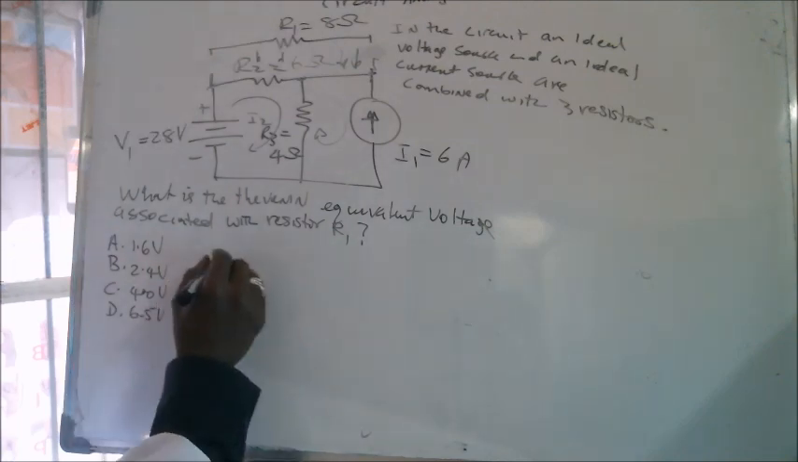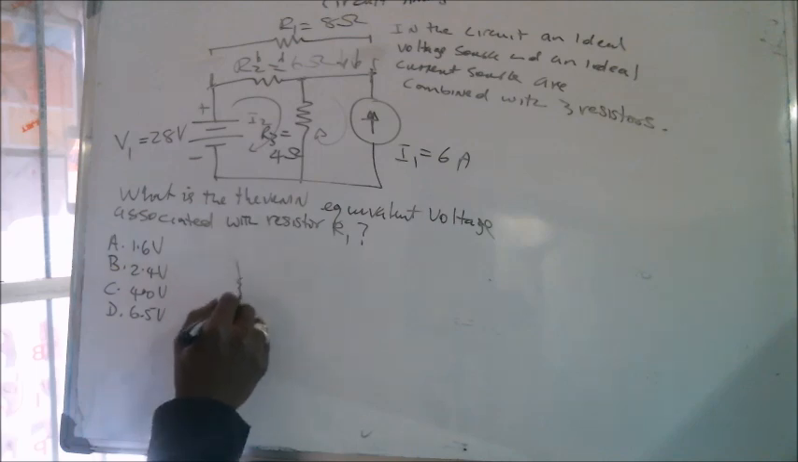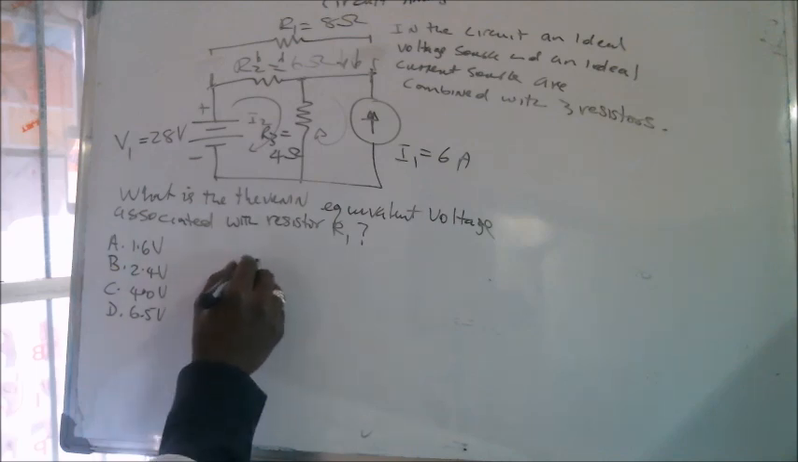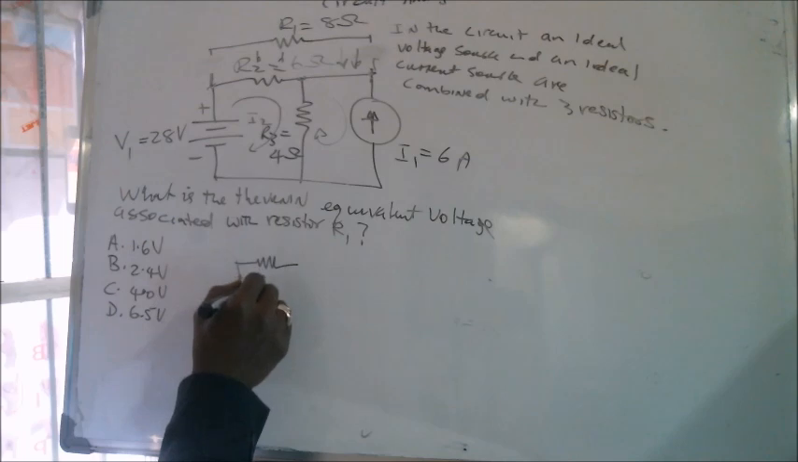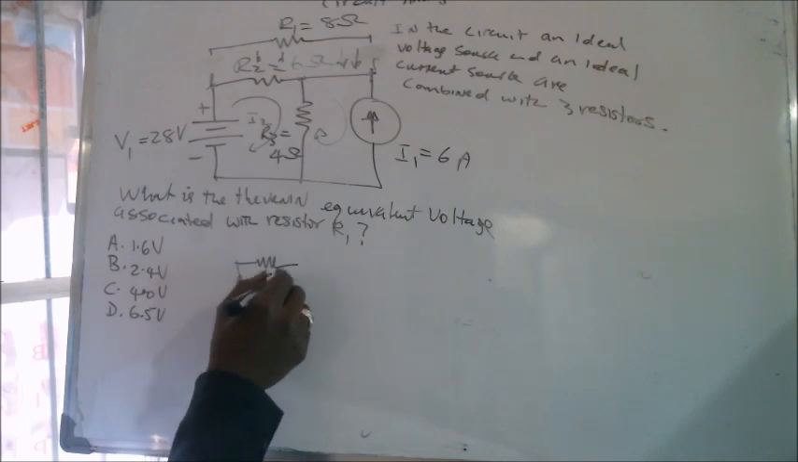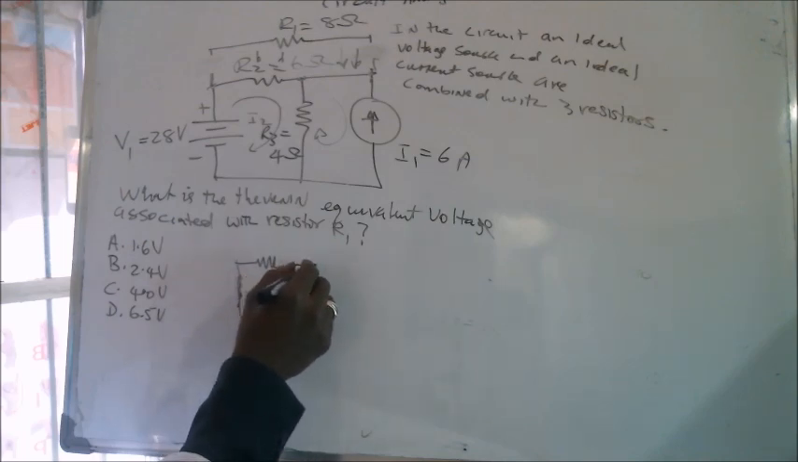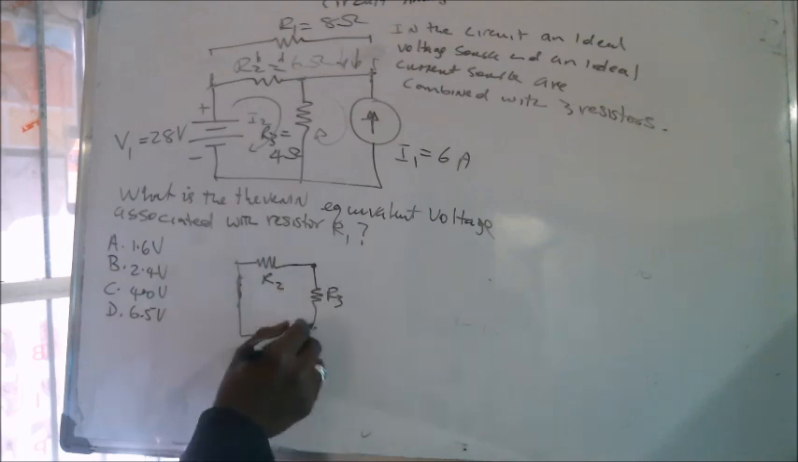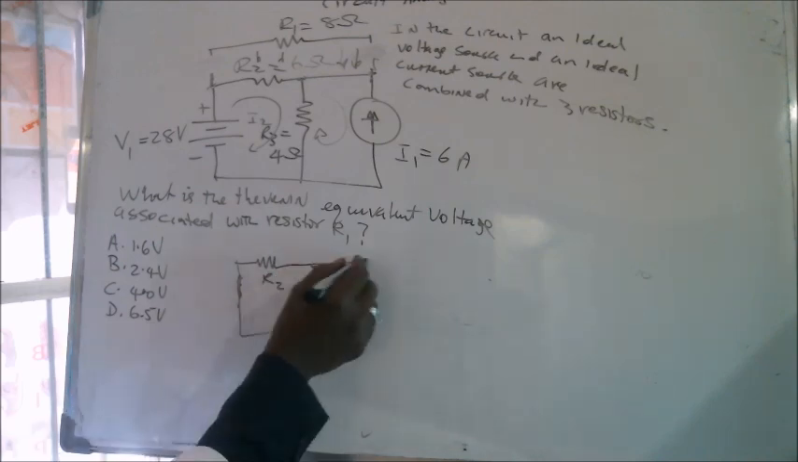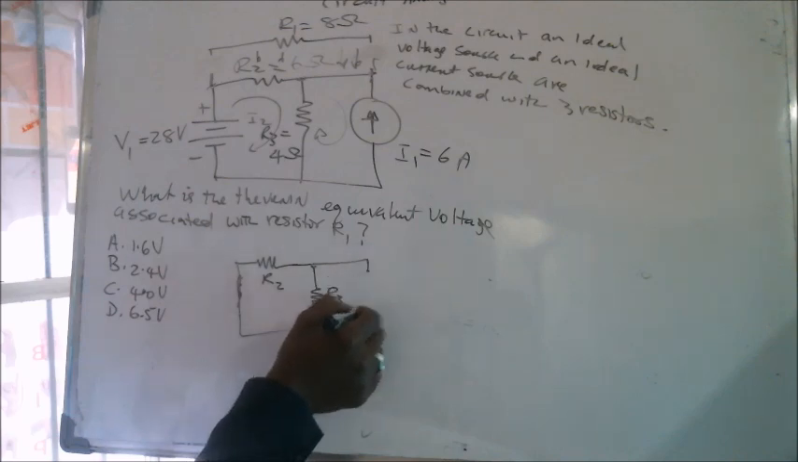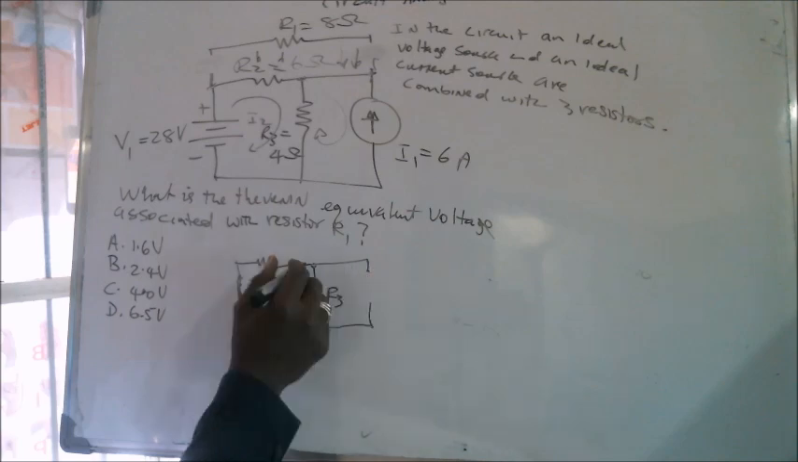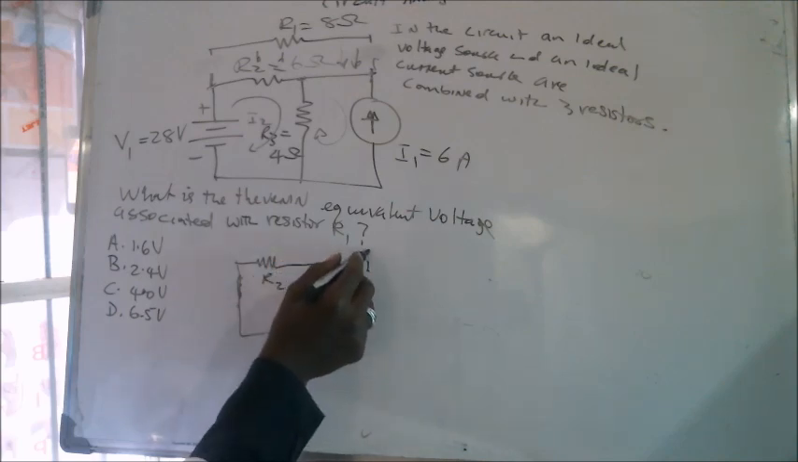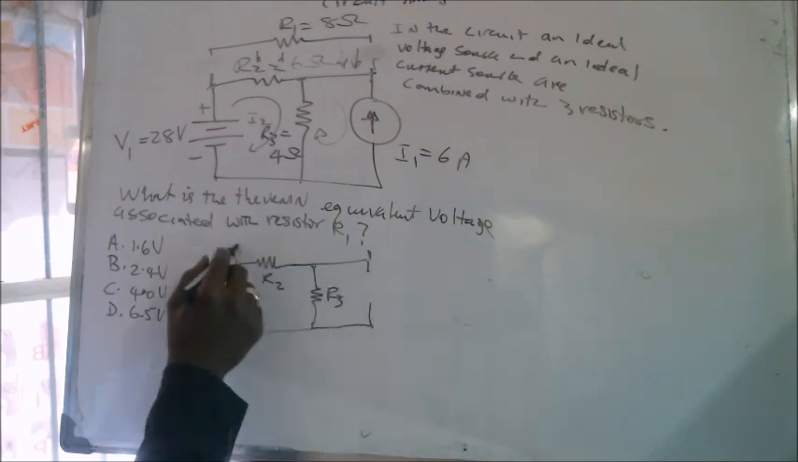So let's do that. Let's short circuit the voltage source. If you short circuit the voltage source, it's going to be one piece of wire, and then this resistor R2 is standing here. And then this resistor R3 will remain here. The current source will be open circuited, so there will be nothing here in place of the current source. We took out the current source, it's open circuited there.